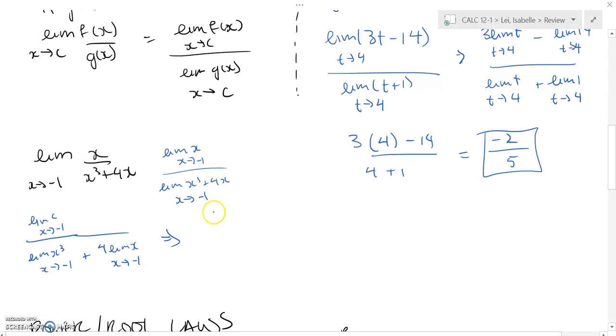And then we make this into numbers. So the limit of x as x approaches negative 1 is negative 1. The limit of x cubed as x approaches negative 1 is negative 1, plus 4 times the limit of x, which is negative 4. So negative 1 over negative 5 equals 1 over 5.